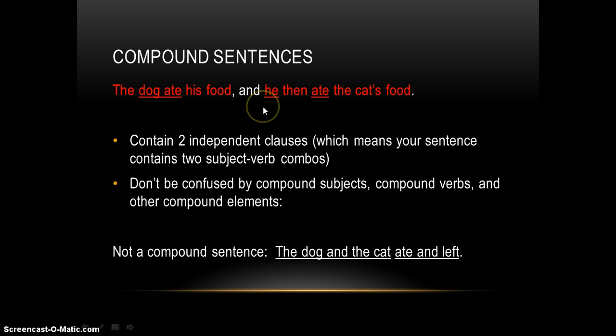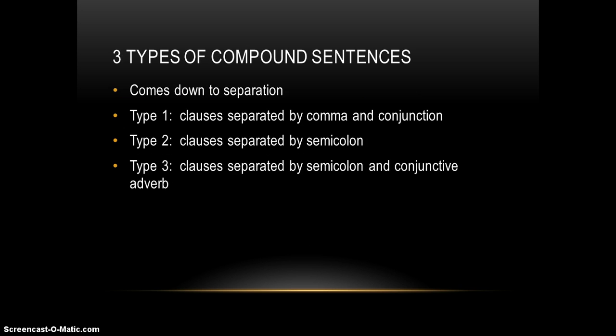So let's look at the example up here. The dog ate his food. So very simply, the dog ate, that's one, and he then ate the cat's food. So he ate again. Here is your first subject-verb combination. Here's your second subject-verb combination. And here's a big clue: the comma and the coordinating conjunction are what separates the two. So that's the basic principle behind compound sentences.